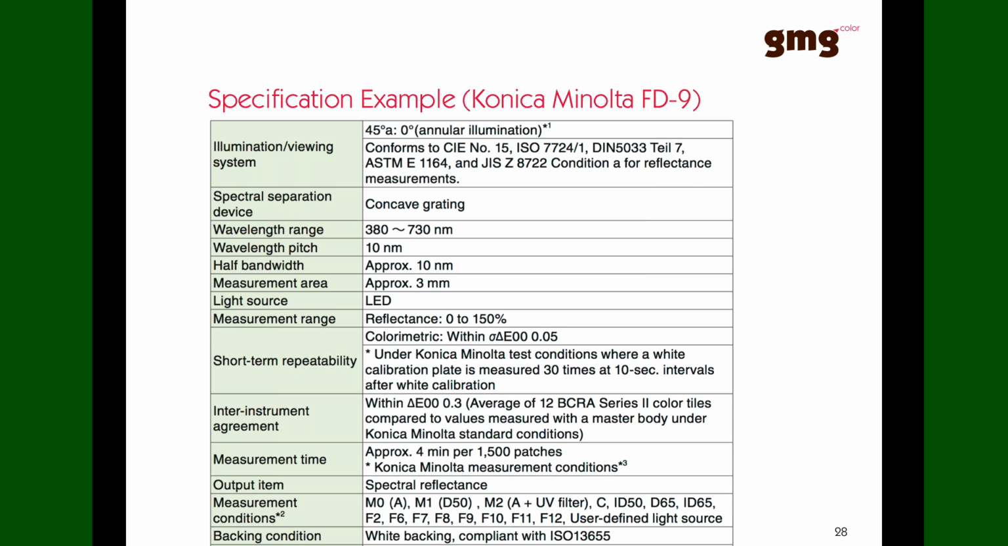If we go a bit further down, then we also see the wavelengths that this measurement device can measure. So this measuring device can measure between 380 and 730 nanometers, and the wavelength pitch is 10 nanometers. We also see here that the measurement area is 3 millimeter. So 3 millimeter is the patch size or the area of measurement that is going to be measured.